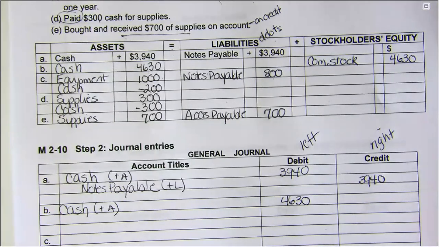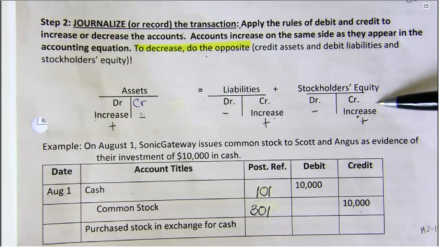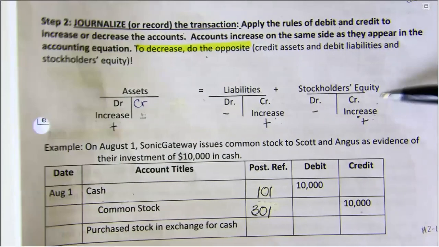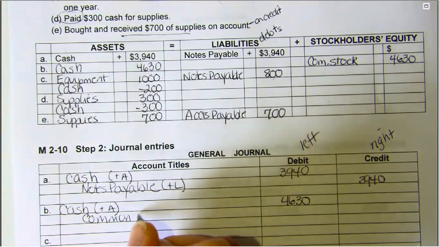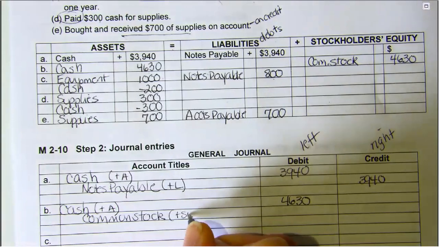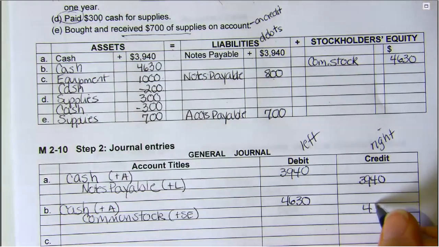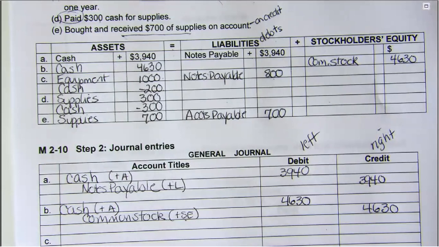Common stock is a stockholder's equity account. We want to increase that. So we go to stockholders' equity, increase, we credit. So we put common stock on line 2. That's an increase in stockholders' equity, and we credit. Now, you won't be able to put pluses and minuses like this in Connect. I'm just doing this to help you remember that by crediting, you increase stockholders' equity. Any questions?